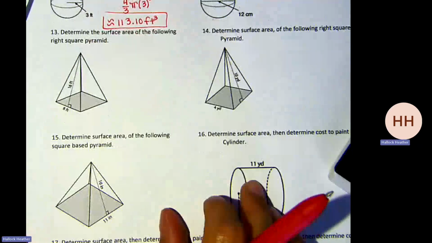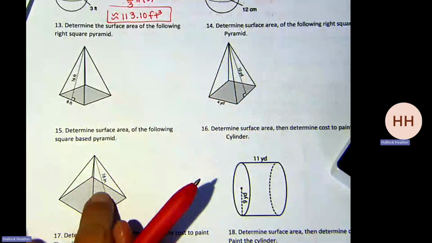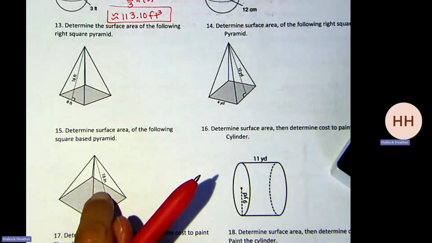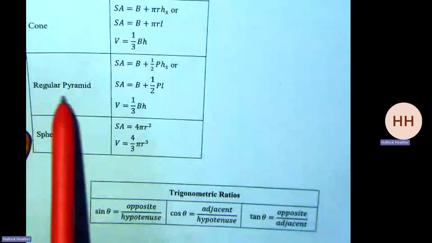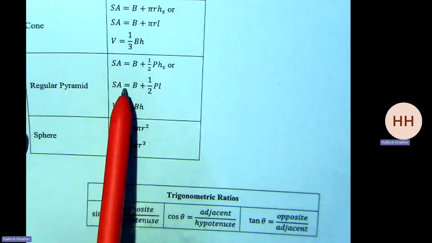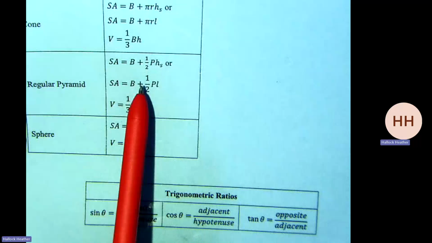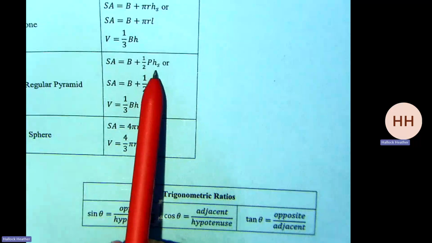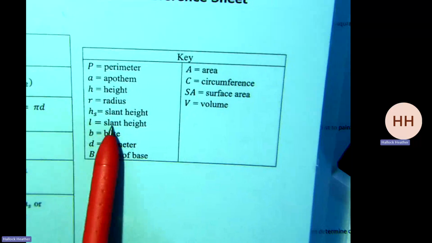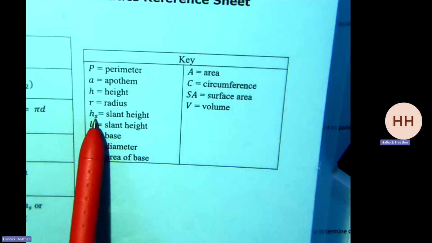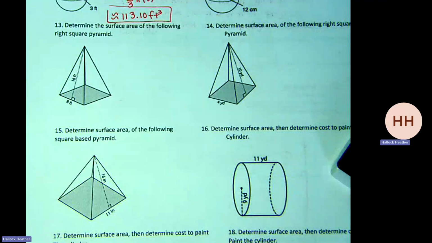For these 3 problems, these are surface area of a right square pyramid. So if I look on my pyramid section, I am finding the surface area, not the volume, so you got to make sure you're careful. I have a pyramid. I can use 2 formulas, this one or this one. They both look exactly the same. The only thing that's different is L or HS in the end. But if you look in your key, L and HS are both the slant height, so it does not matter which one you use. I like to use HS because it literally means slant height and it's easier for you to remember.